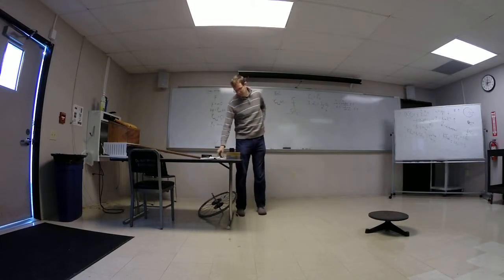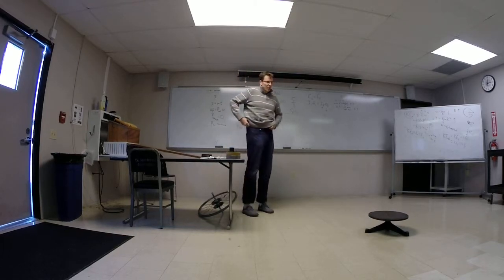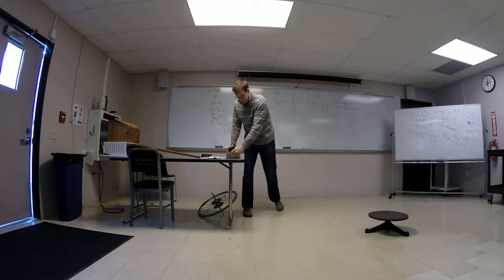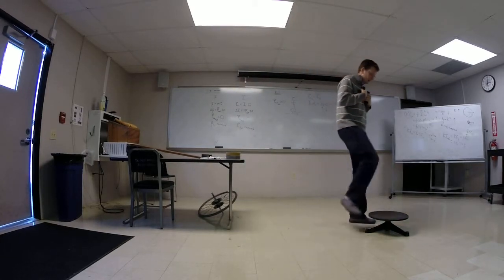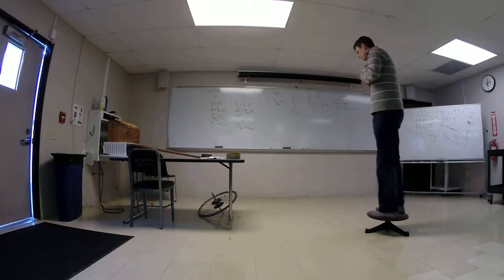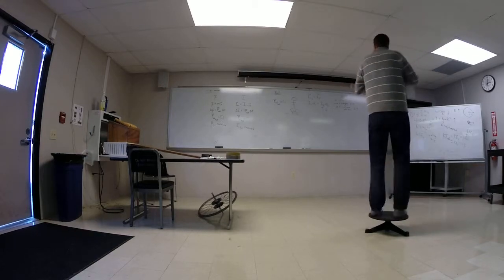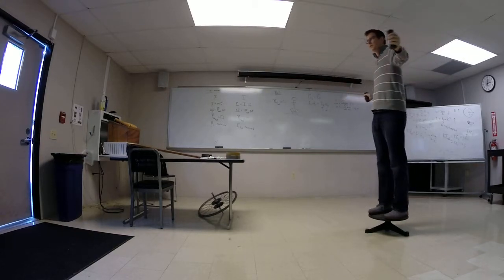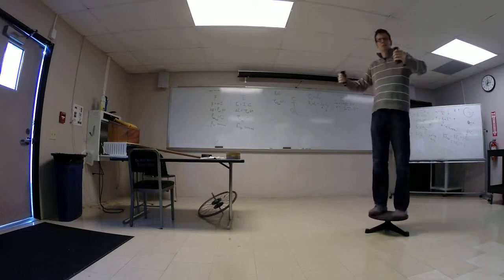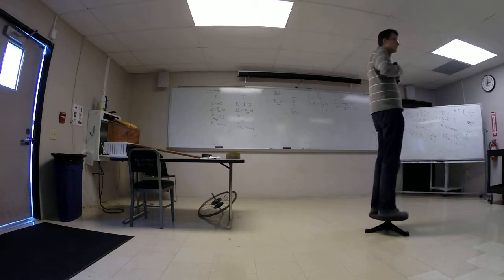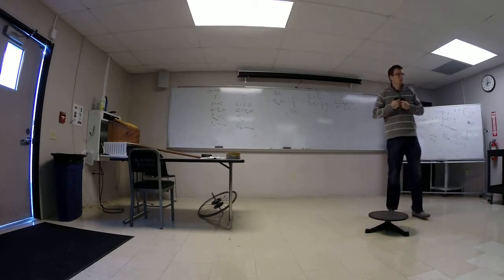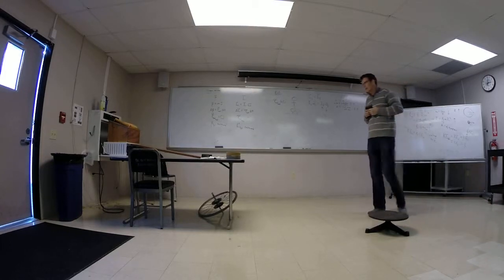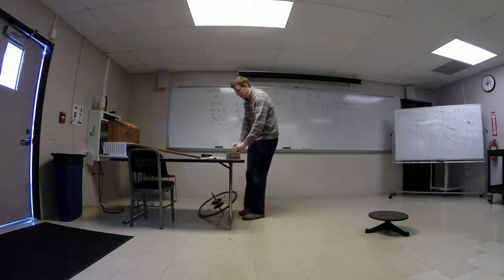So let's try it. Let me make sure my pants don't fall down. That's number 1. Okay, and let's try it. Get on this thing, I'll spin. Take my arms out, and I should slow down. Yes? Okay. Works? Okay.